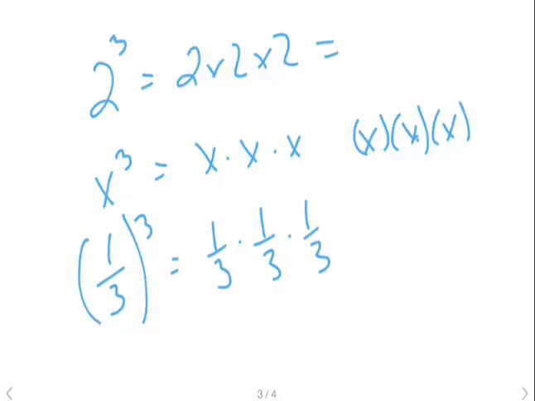So we'd evaluate this. 2 times 2 is 4 times 2 is 8. x times x times x is still x to the 3rd. Okay, we don't know what x is, so it's still x to the 3rd. There's no real point in evaluating those. And then 3 times 3 is 9, times 3 is 27, so this is 1/27. Okay, so those ones are pretty straightforward. You have a base to an exponent, so you take the base and you multiply it by itself that many times.